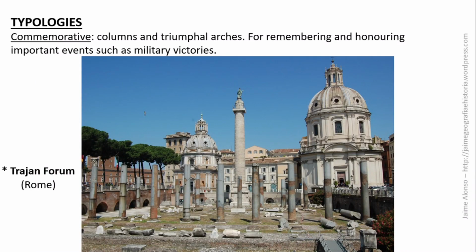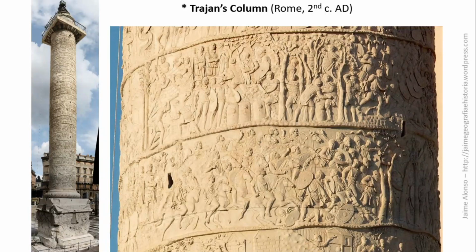The next typology of buildings are commemorative buildings, which generally are used for remembering and celebrating military victories. We have 2 typologies in Roman architecture: the commemorative columns and commemorative arches. The first of them, we have in the picture the Trajan column in the Foro Traiano in central Rome, very close to the Colosseo. And it was built in the 2nd century AD.